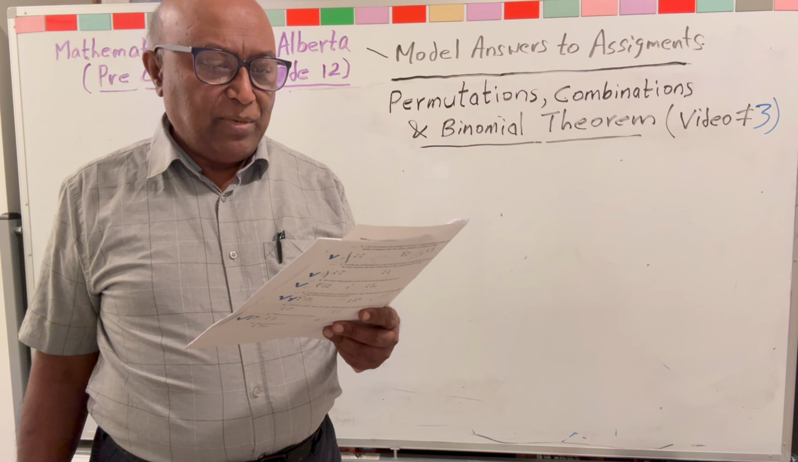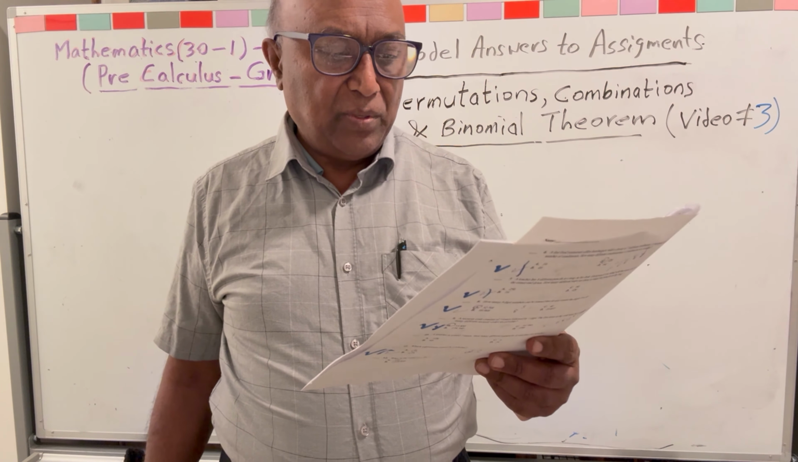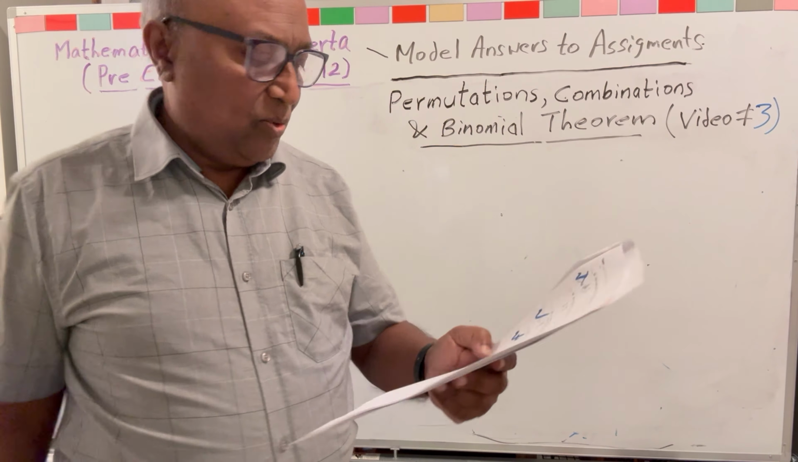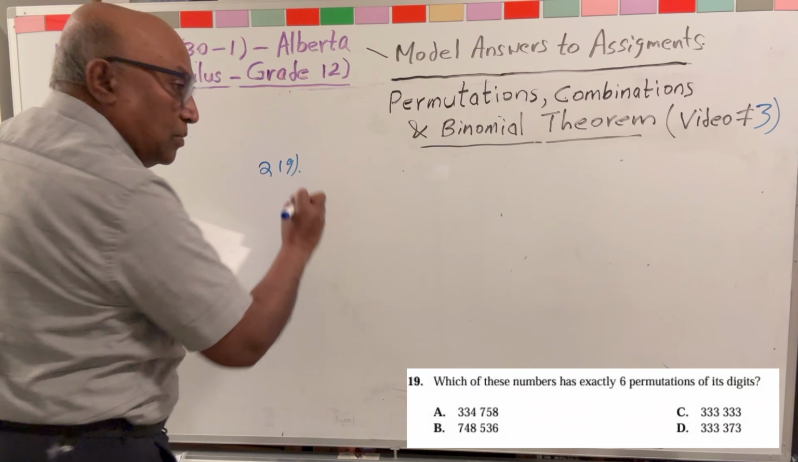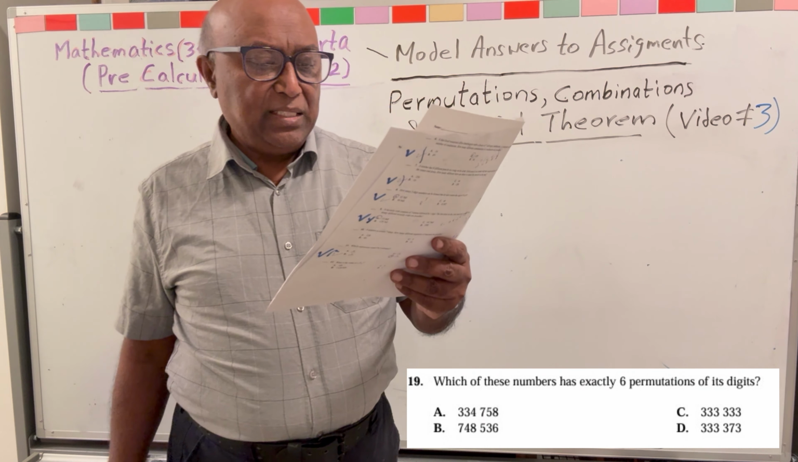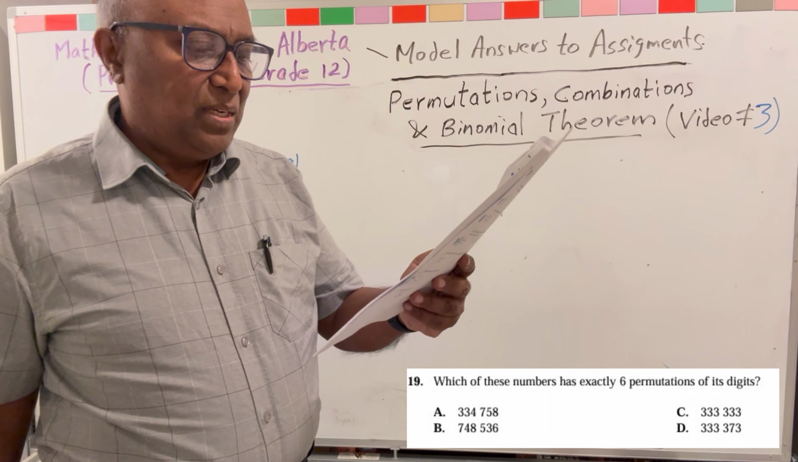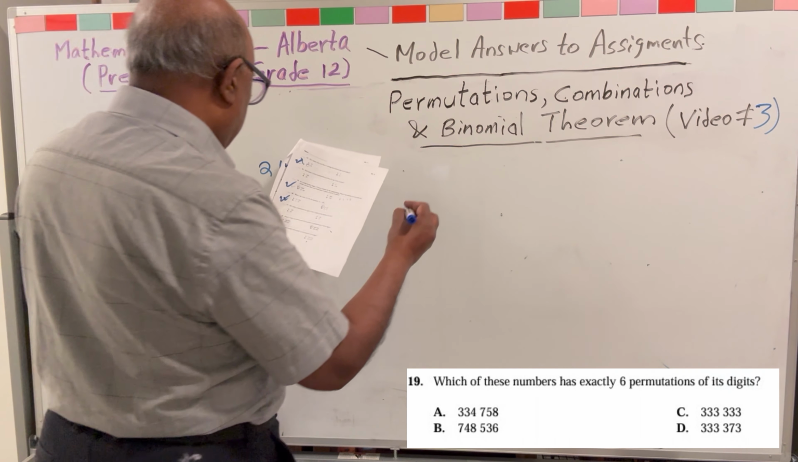In my last video I have done question number 16. Now let's select another different question. Question number 19. Question number 19 asks, which of these numbers has exactly 6 permutations of its digits? That means some numbers have been provided.